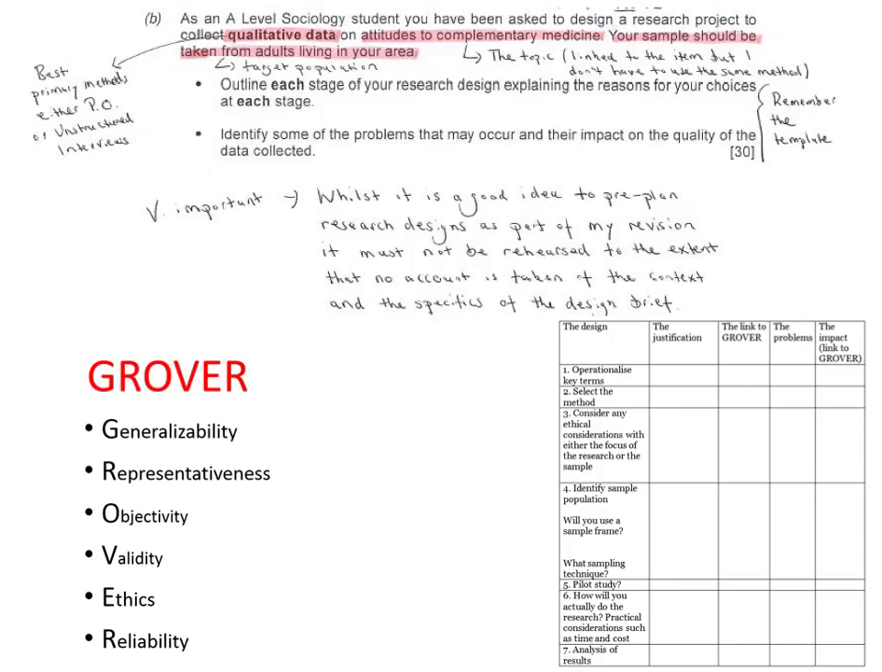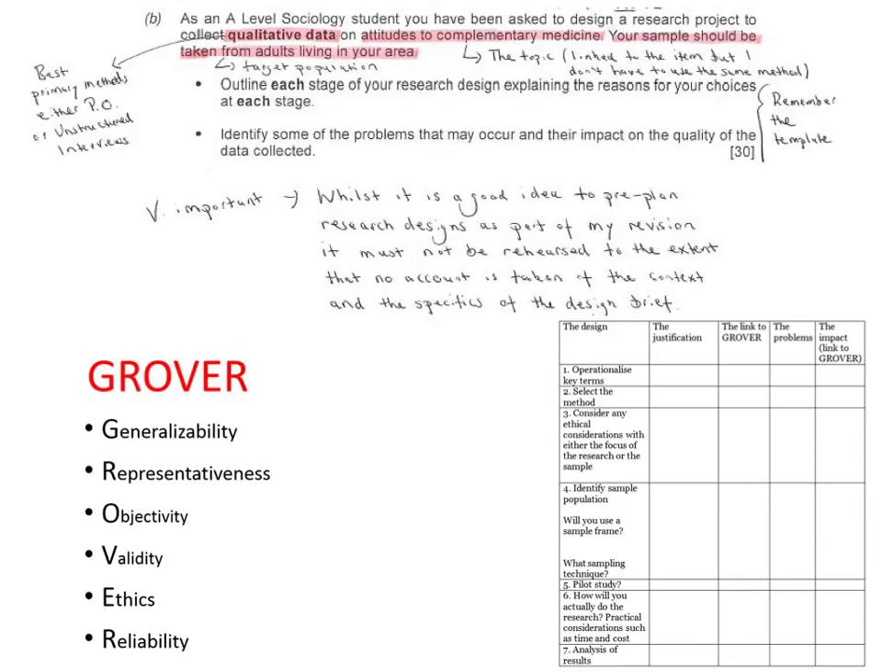Now remember, for these questions we can use this grid as a way of structuring the answer. So this takes us through the different elements of the research design that we need to describe. This needs to be justified, and that justification needs to link to some aspect of GROVER, and we also need to discuss some of the problems with our research and again the impact that they would have on GROVER. So in terms of the problems, we need particularly to reflect on the problems with our chosen method and the problems also with our sampling technique.